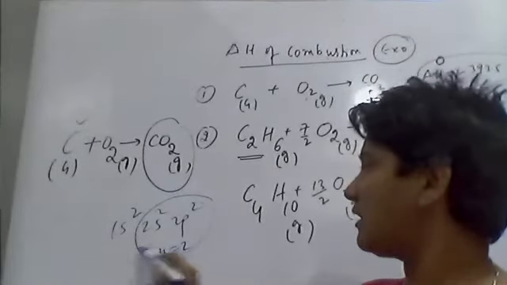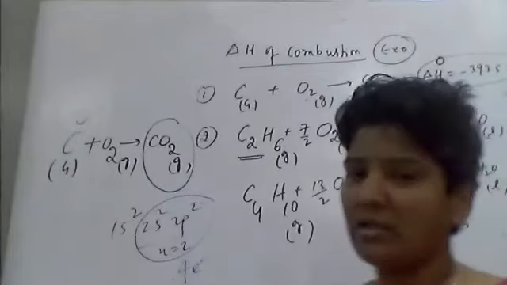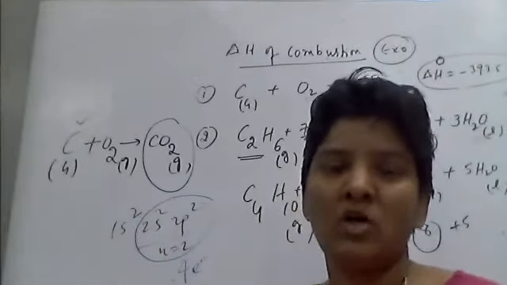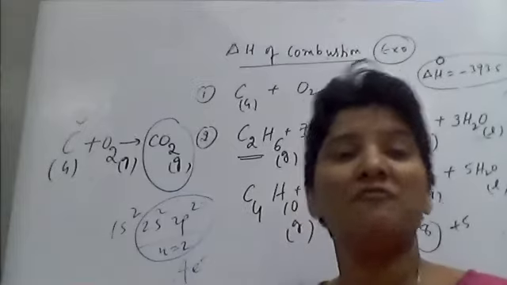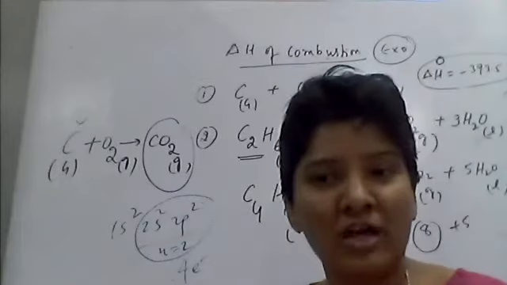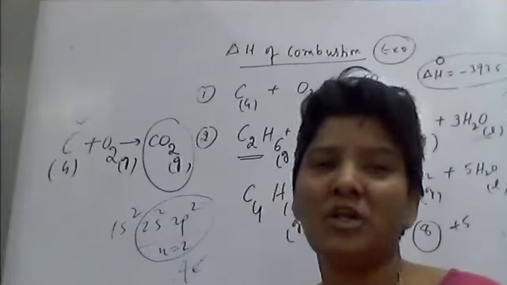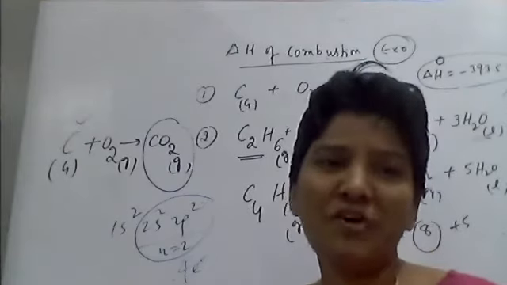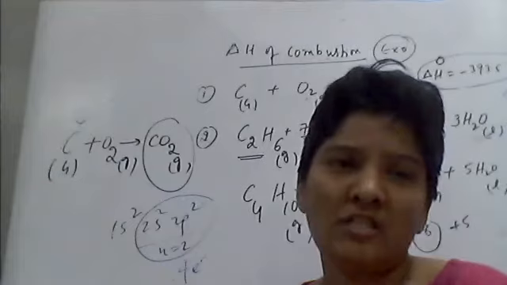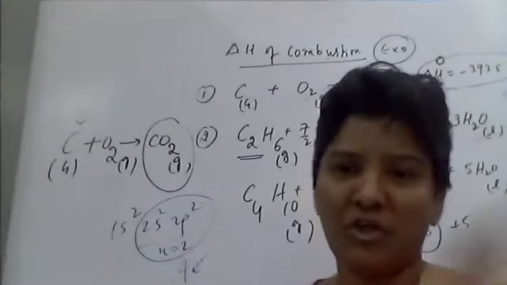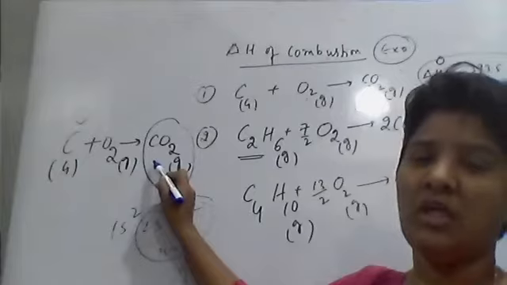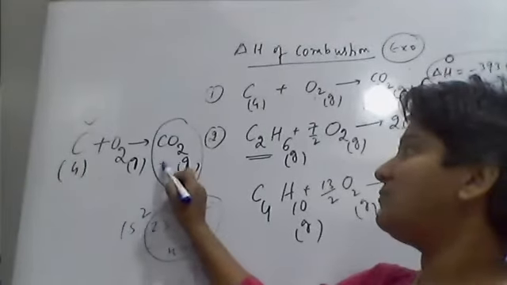The outermost shell contains 4 electrons. So to get an octet, how many more are required? 4 electrons. So it can lose these 4 electrons and show plus 4, or it can gain 4 electrons and show minus 4. So obviously we know that plus 4 is the highest oxidation state. The highest oxidation state of carbon is plus 4, so in CO2 the carbon is plus 4.